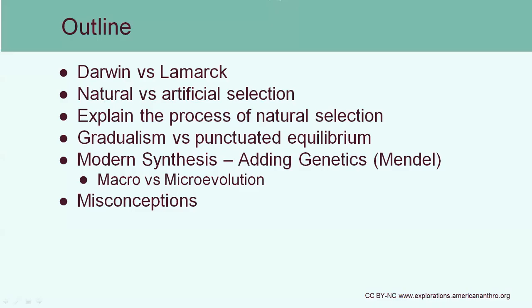So the topics we're going to cover today are the difference between Darwin and Lamarck in terms of what they believed for evolution, the idea of natural versus artificial selection, explaining the process of natural selection, looking at gradualism versus punctuated equilibrium, and then discussing the modern synthesis of the theory of evolution, which adds genetics, and finally some misconceptions about evolution.